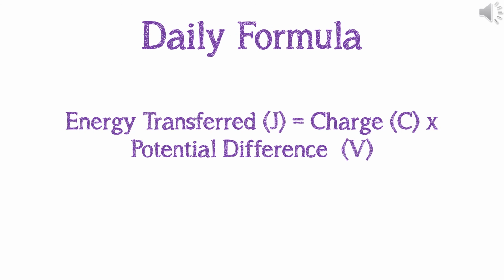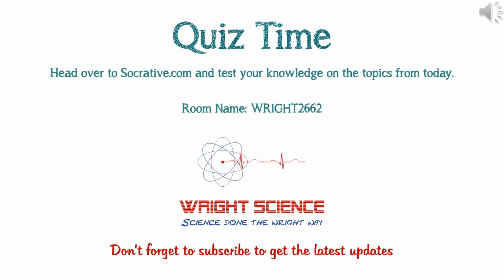Just a quick reminder of today's daily formula, which is energy transferred in joules is the charge in coulombs times the potential difference in volts. There is still a quiz on Socrative for you today, and this time it's just a little formula quiz rounding up all of the formulas we've looked at over the past few days.